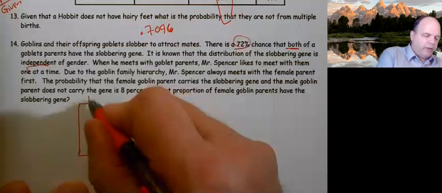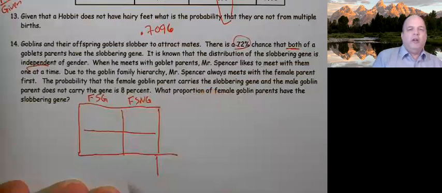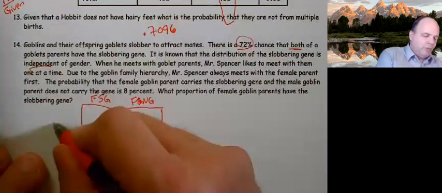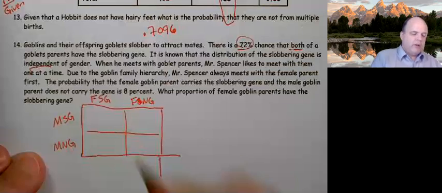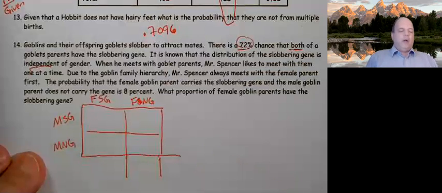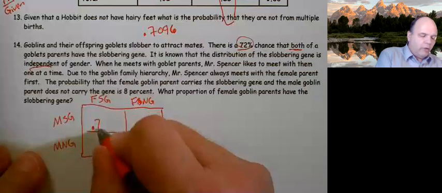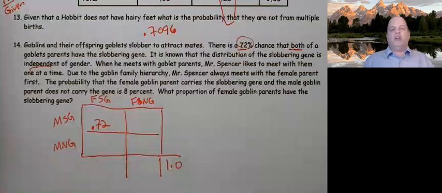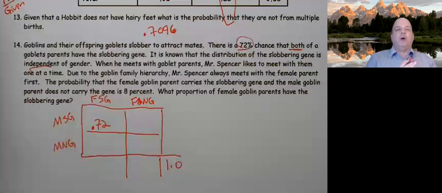And I'm going to call this FSG, female slobbering gene, FNG, female not slobbering gene. Male with the slobbering gene, male no gene. All right. So what do I know? Well, I know this number. That's about all I know right now. There's a 72% chance that both, well, both goes here, always. And it's not conditioned. It doesn't say of this, it just says there's a 72% chance that both. So that means there's no multiplication. They just define it specifically as both.